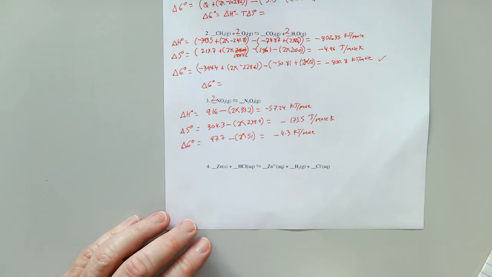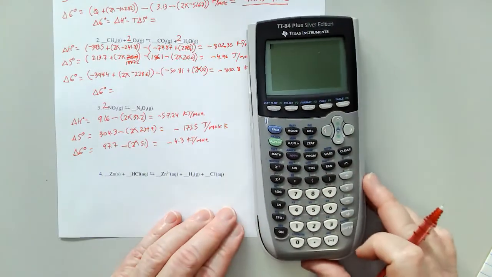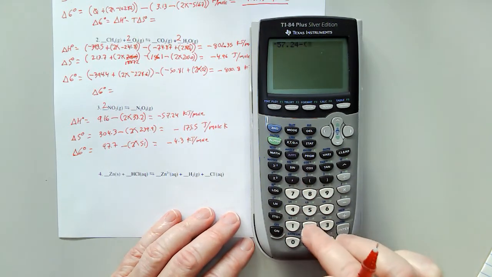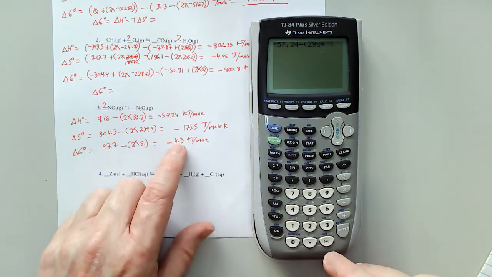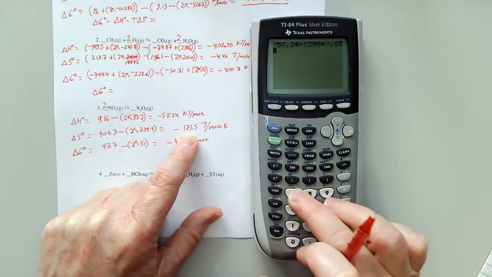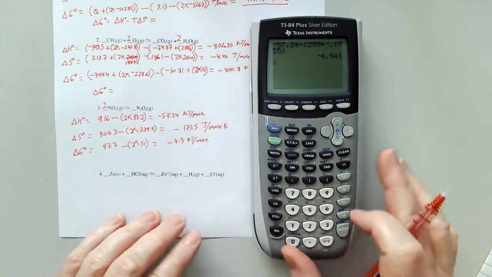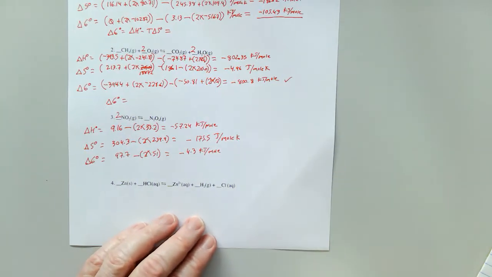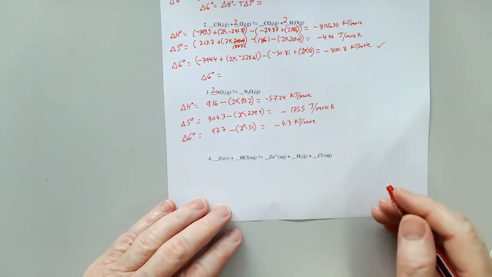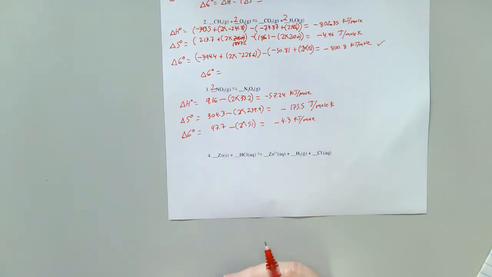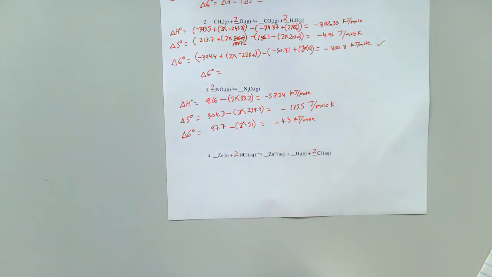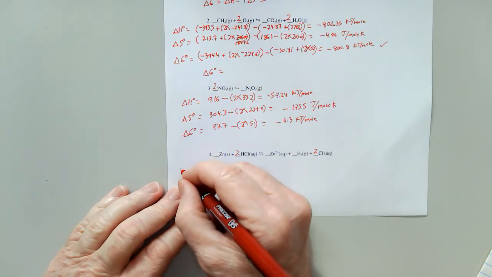Okay, I'm going to plug that into my calculator and see how I did. Negative 57.24 minus parentheses 298 times negative. Remember, I have to divide this by 1,000. So that's negative 0.1755. Boom. I'm getting negative 4.94. Okay, close enough. That approximation is working. So if you haven't tried number 4, go try number 4. Okay, I'm assuming you tried number 4. We balance it with a 2 there and a 2 there.